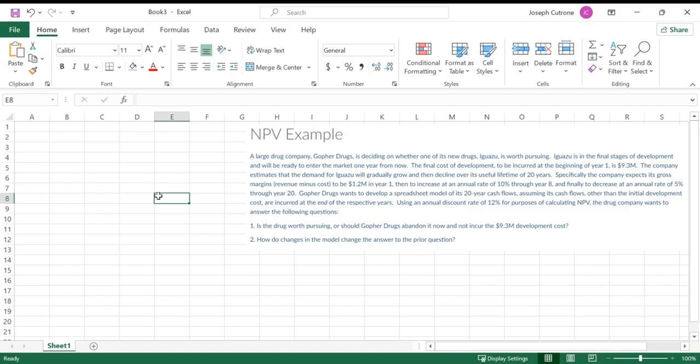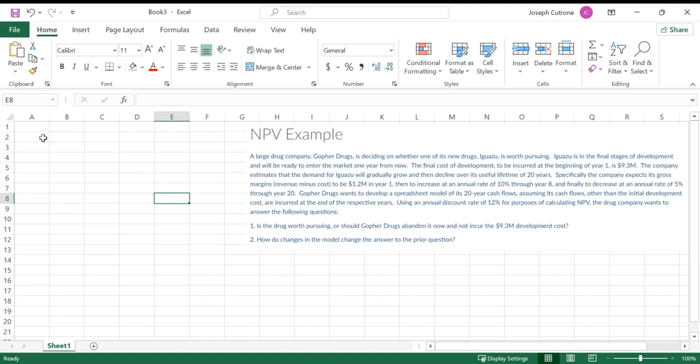A large drug company, Go for Drugs, is deciding on whether one of its new drugs, Iguazu, is worth pursuing. Iguazu is in the final stages of development and will be ready to enter the market 1 year from now. The final cost of development to be incurred at the beginning of year 1 is $9.3 million. This sounds like an important given piece of information, so let's put that down somewhere.